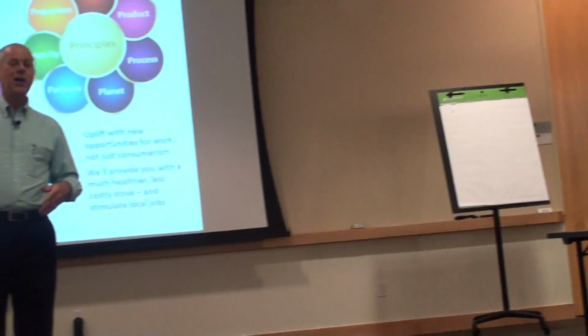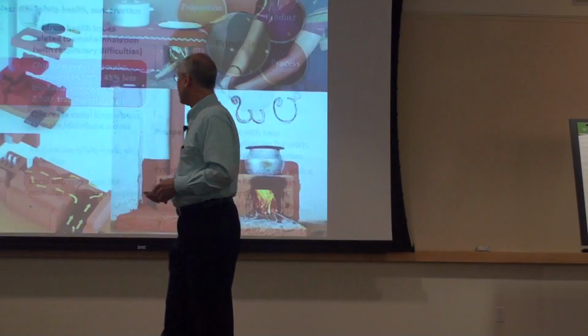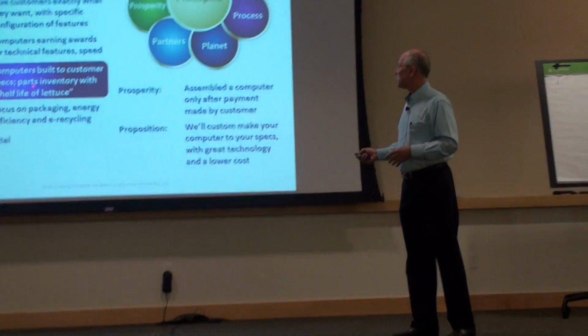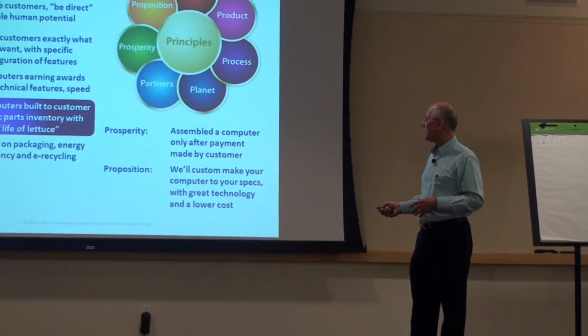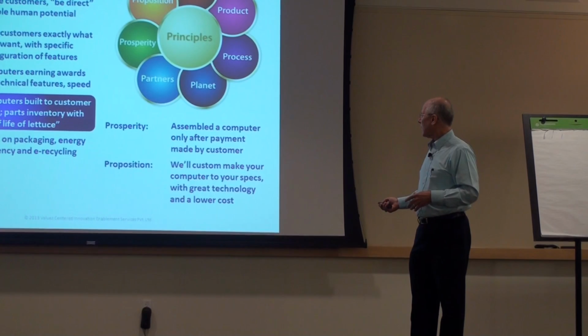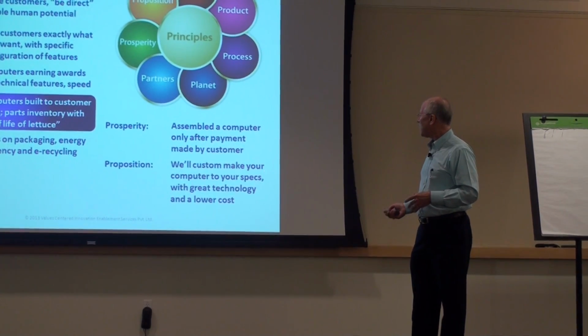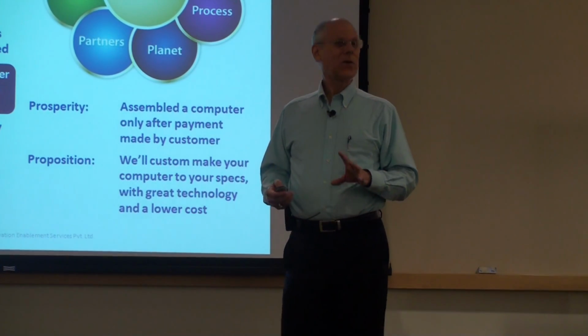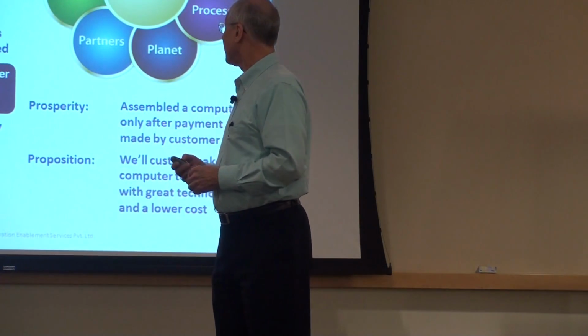They also, of course, at the time had a brilliant financial model, which was they only built something that had already been paid for. You know, they didn't have inventory waiting to be sold at Best Buy or CompUSA or something like that. They weren't doing that. And so their process was computers built to customer specs, inventory shelf life of lettuce, partners such as Intel. The proposition will custom make your computer to your specs with greater technology and lower cost. That was the promise made. That's the value proposition, if you will.